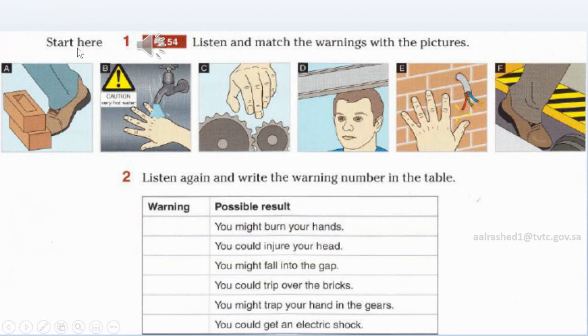Okay, try to listen again and focus on ordering the pictures based on the warning you hear. Let's see an example for number one. Unit 10, recording 54.